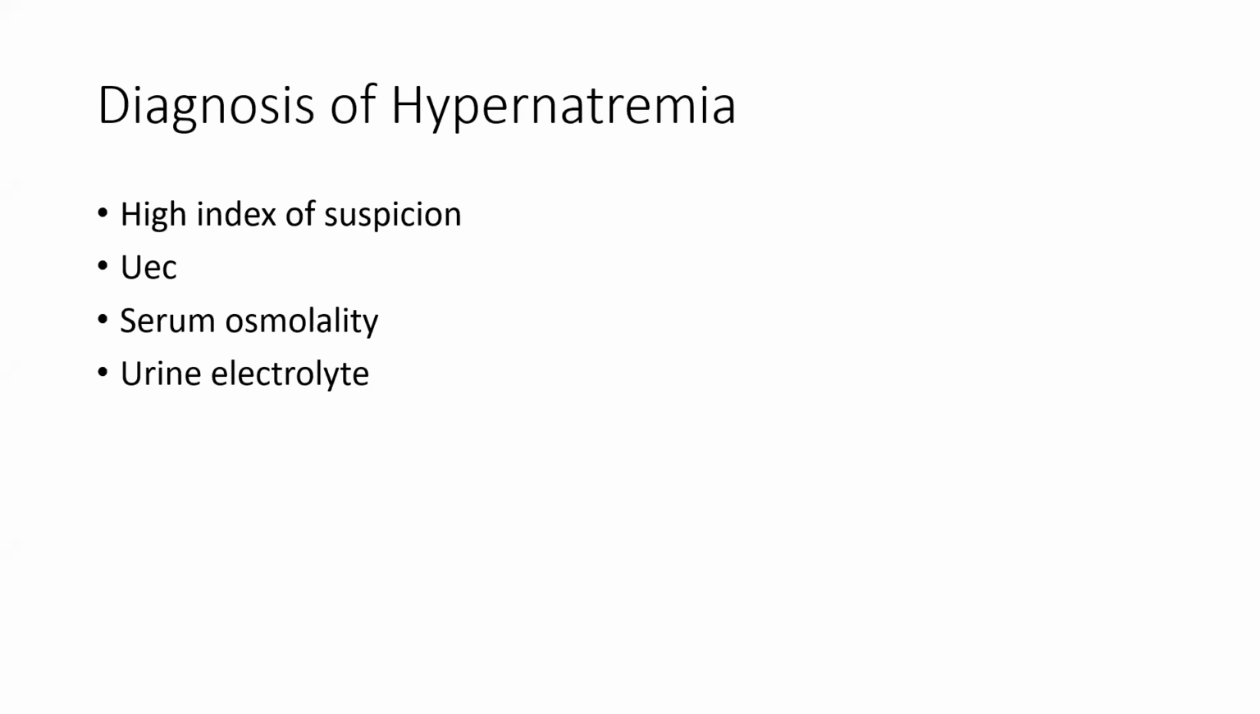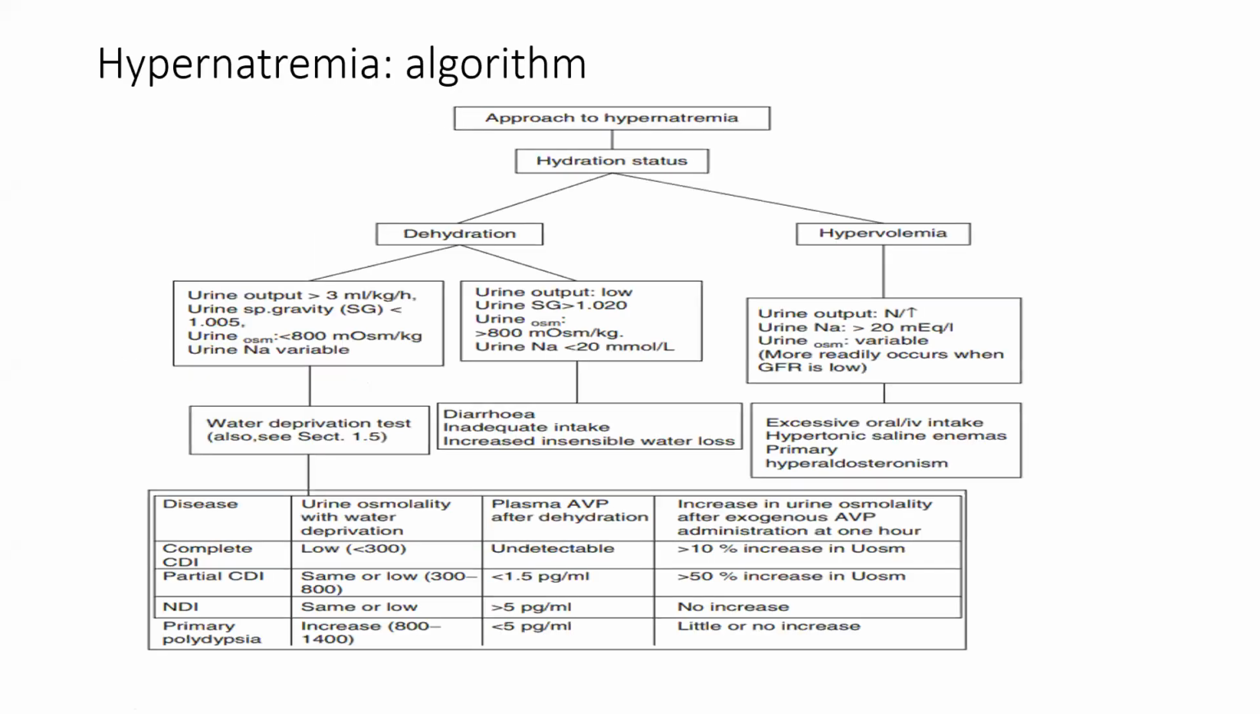To confirm your diagnosis, you need to do urea, electrolytes, and creatinine, especially your sodium levels. Once you get your sodium levels, you can know how severe the hypernatremia is. Another test you need is serum osmolarity. As I said, serum osmolarity is 2 times sodium plus urea plus glucose, and that will give you the serum osmolarity. Then you can also check urine electrolytes to know the concentrating ability of the kidneys, or whether you are losing sodium through the urine.